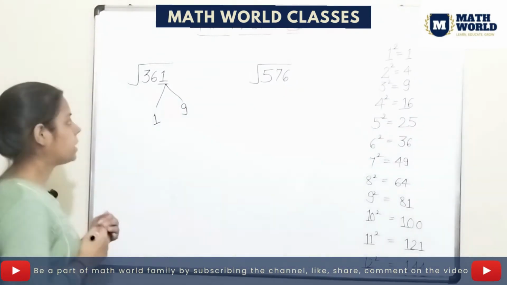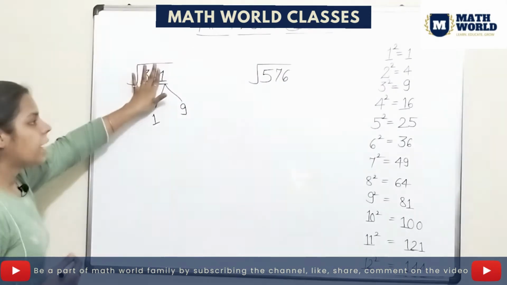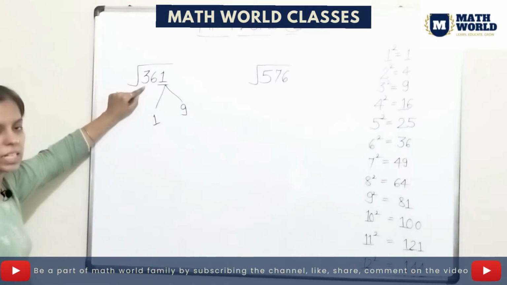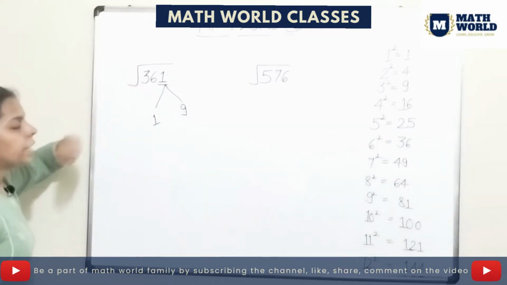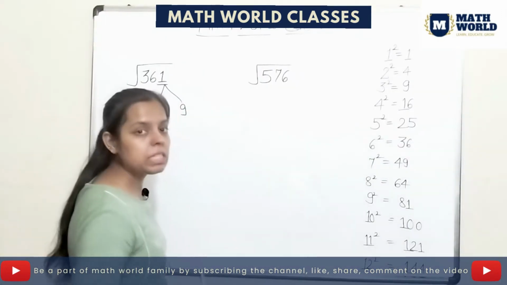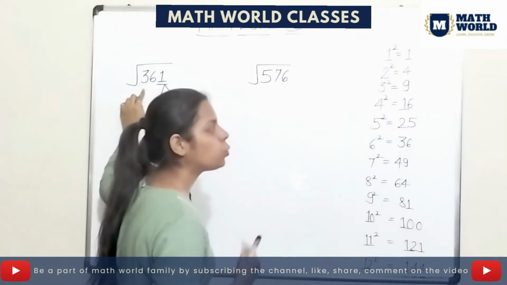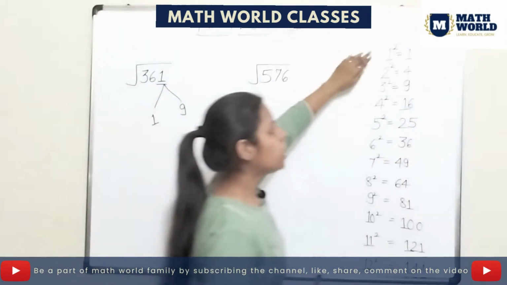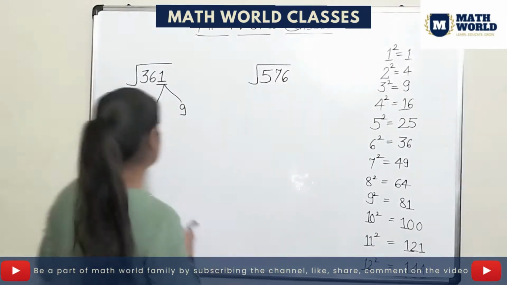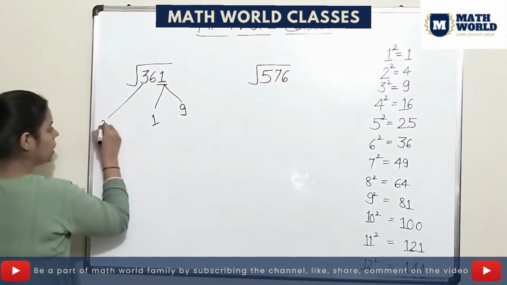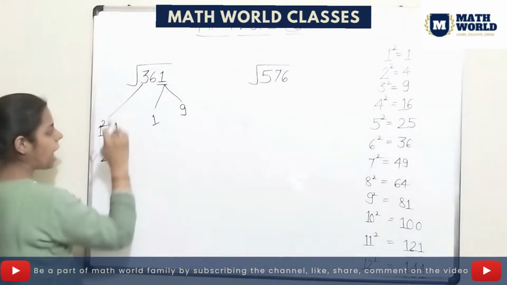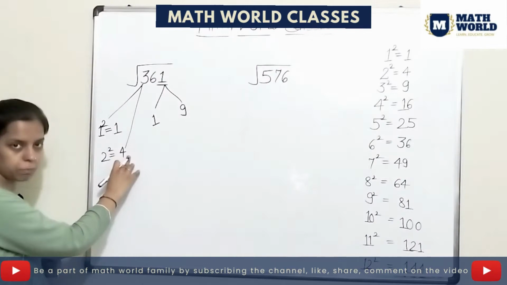Now coming forward to the next step, we are ignoring or hiding the number 6 and going directly to our first digit, that is 3. Now we have to find in which numbers' squares 3 lies in between. So we've got 3 lies between the square of 1 and the square of 2, that is 1 square is 1 and 2 square is 4, and 3 lies in between both these numbers.